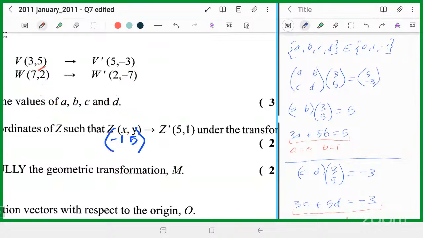This Y value goes and becomes the X value on the image, and there's no change in sign. So see here, this Y value goes and becomes the X value on the image and changes sign. So this must be the correct answer. This has to be the correct answer.